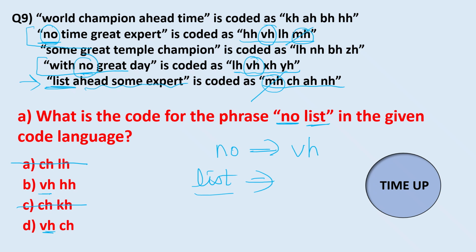Now AH you can see somewhere. Yes, AH also I can see in the last and the first statement. So it can't be. NH you can see somewhere. Yes, I can see. I'll eliminate. So the only word CH will be left because CH is not common in any of the other statements if you carefully check. So the code for least will be CH. So the correct answer will be what? VHCH. Okay. So option B is eliminated. So correct option will be option D.